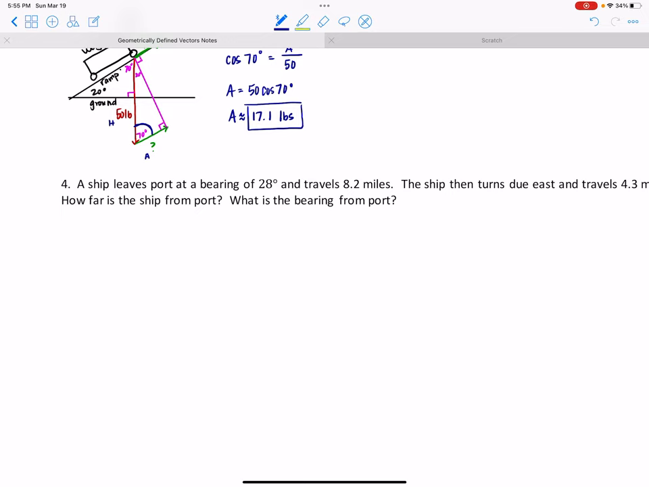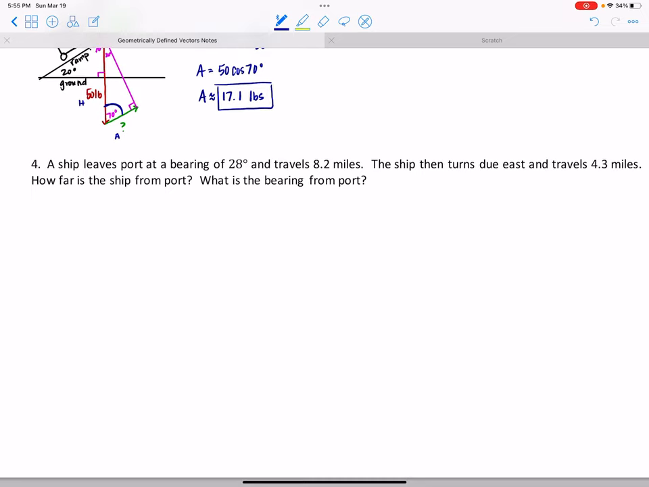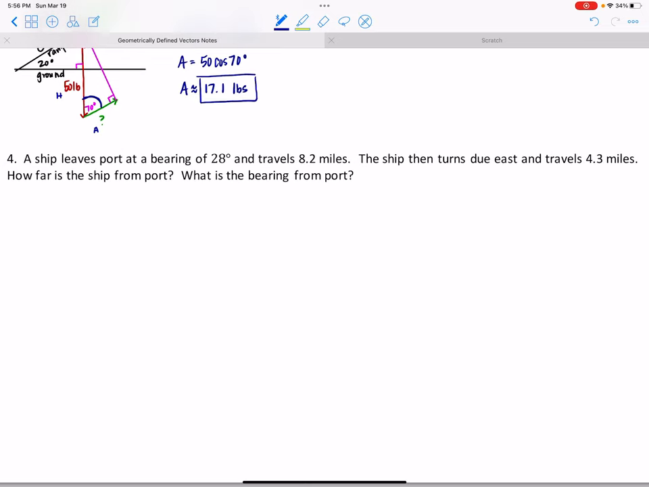So for instance, in number 4, it says that a ship leaves port at a bearing of 28 degrees and travels 8.2 miles. Hopefully you can see now that that's a vector. We know how far we're going. The magnitude of the vector is going to be 8.2 miles, and we know the direction. It's a bearing of 28 degrees. Then the ship turns due east and travels 4.3 miles. Again, that's a vector with a magnitude of 4.3 and a direction due east. The question is, how far is the ship from the port, and then what is the bearing from the port?